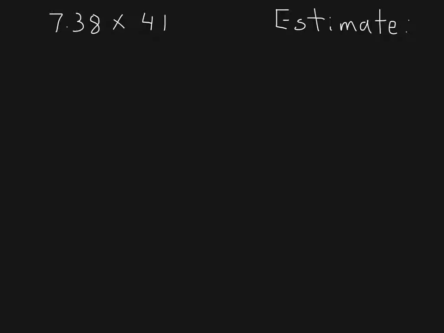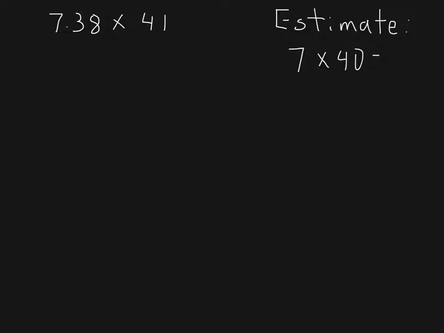Our first problem will be 7 and 3/800 times 41. And what we want to do first is estimate by rounding to the greatest place. 7 and 3/800 we'll round to 7 because 3/10 is closer to 7 than it is to 8. So our first factor will be 7. And 41 will, of course, round to 40 because it's very close to 40.